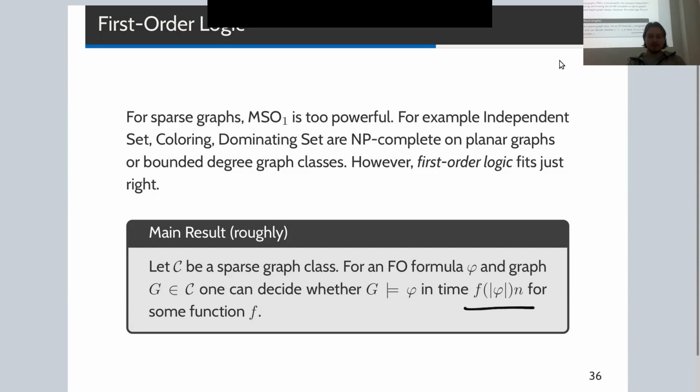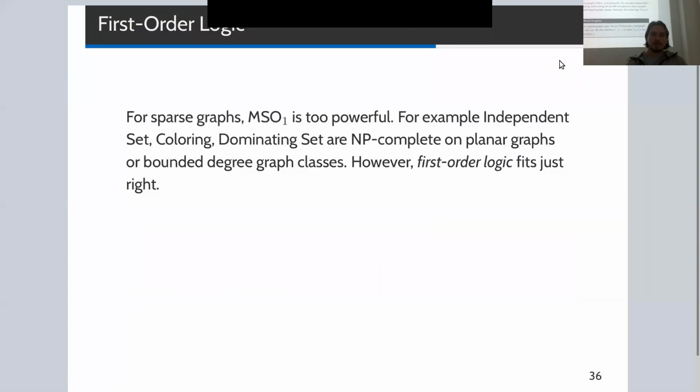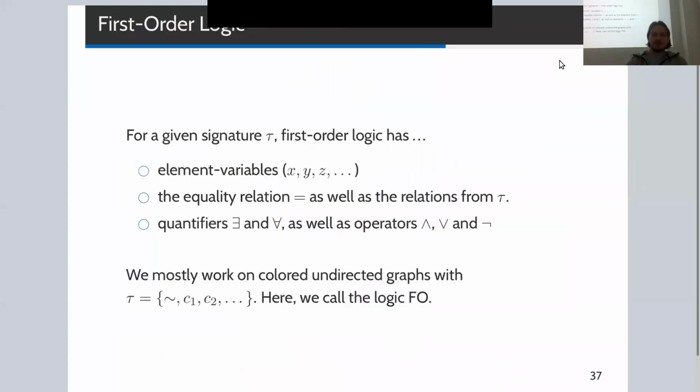But before we talk about the sparse graph classes further, I would like to talk about this aspect of the statement about the first order logic, what you can do with it, what you cannot do with it, and why it's an interesting logic to consider. Or are there, up until now, any questions about sparsity or anything? If not, then let's consider first order logic.